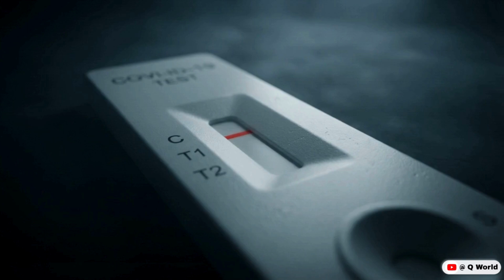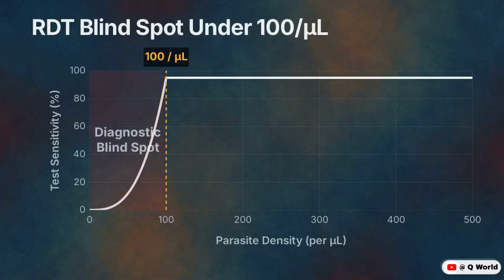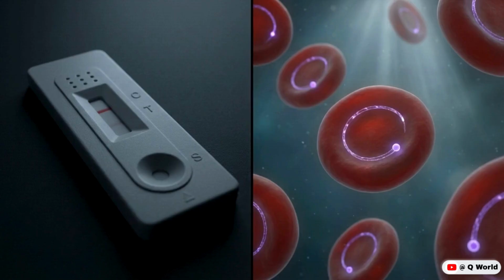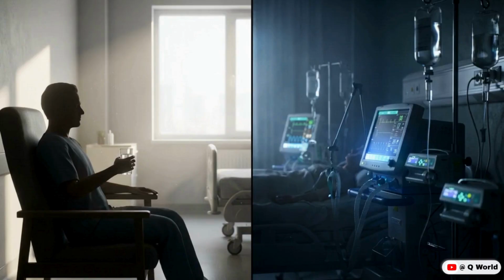However, these rapid tests share a critical limitation. If the parasitemia drops below 100 parasites per microliter, their sensitivity falls sharply, increasing the risk of a false negative. Identifying the correct visual or biochemical artifact dictates exactly which pharmacological weapon is deployed, determining whether a patient receives targeted therapy or faces fatal systemic complications.